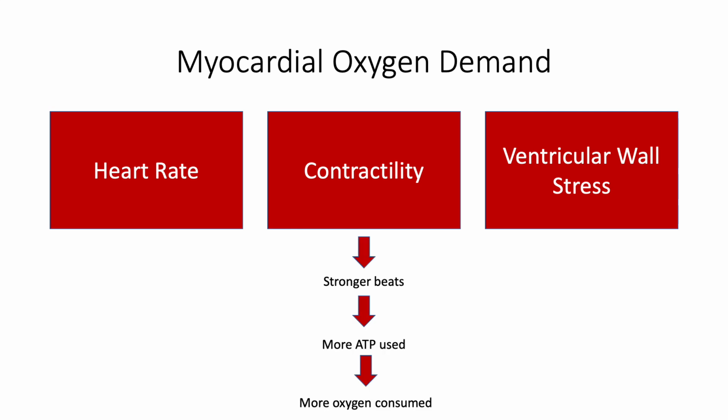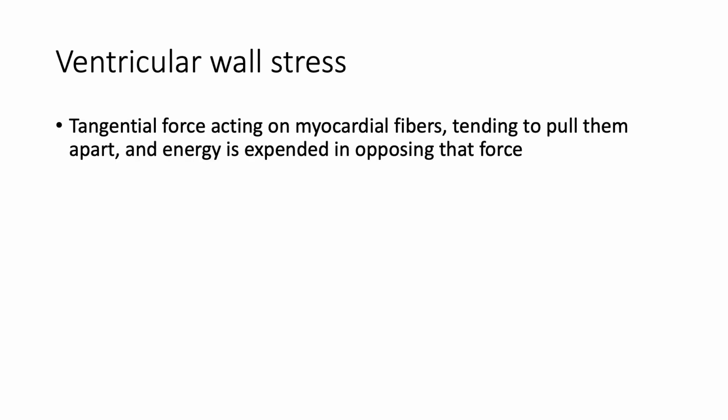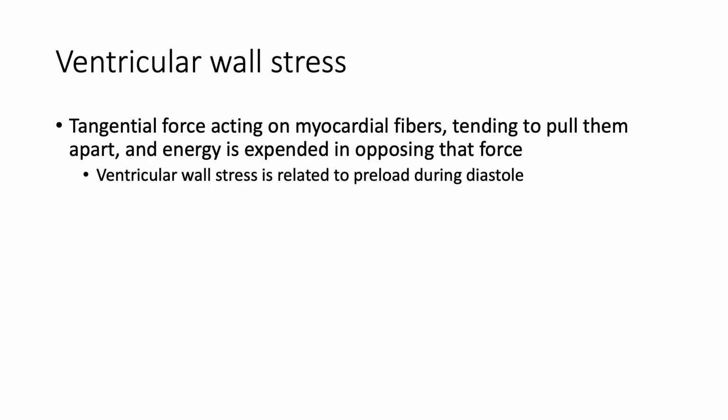It also makes sense that if you're beating stronger, you're going to use more ATP, so you're going to need more oxygen. So if you increase contractility, like if you activate the sympathetic nervous system, you're going to increase your myocardial oxygen demand. And the last piece is ventricular wall stress. Now, ventricular wall stress is the tangential force acting on myocardial fibers that tends to pull them apart, and it's the energy that's expended to oppose that force.